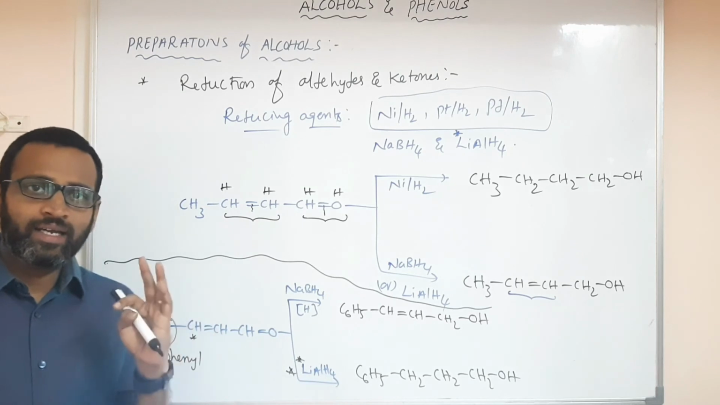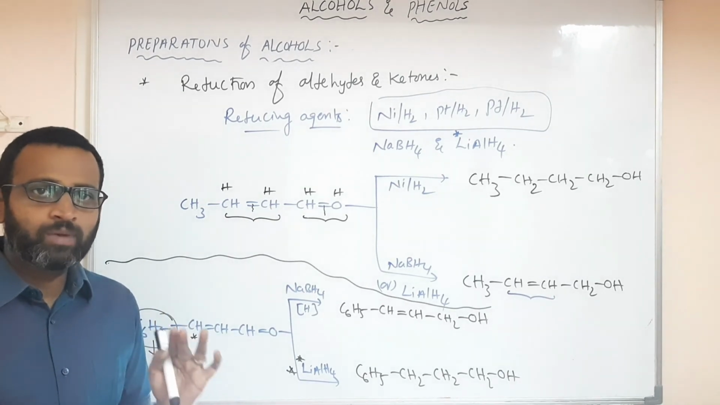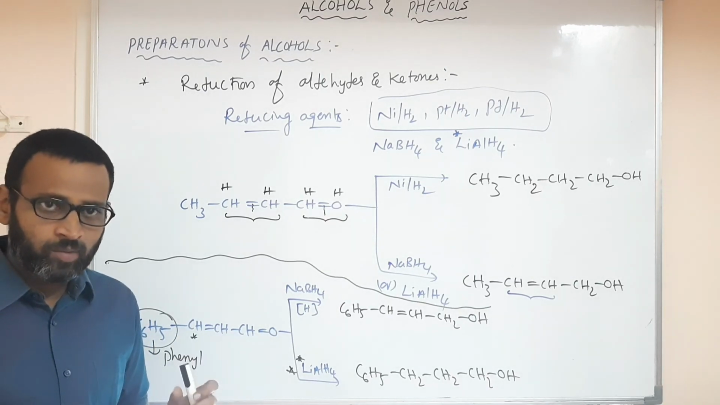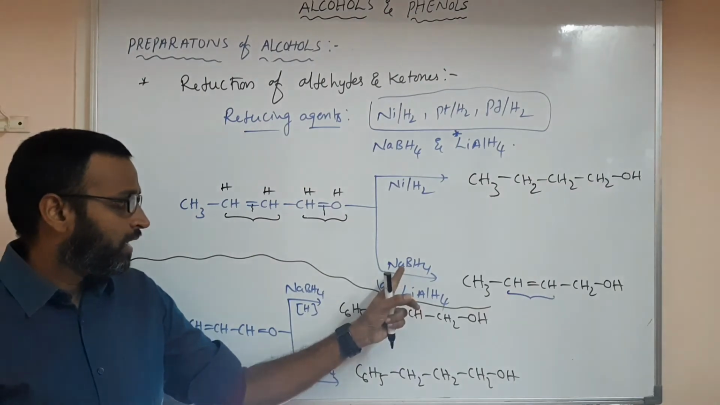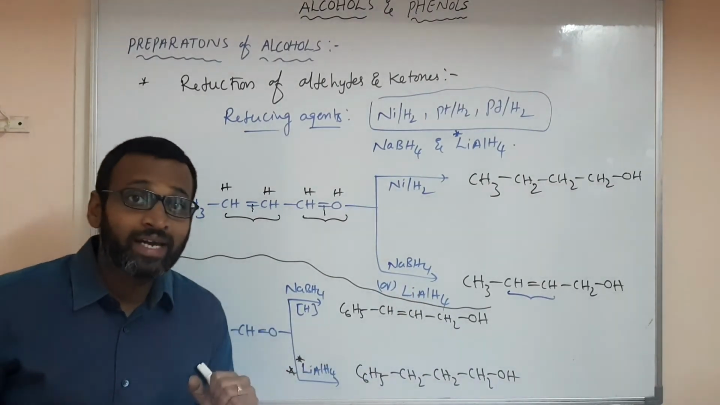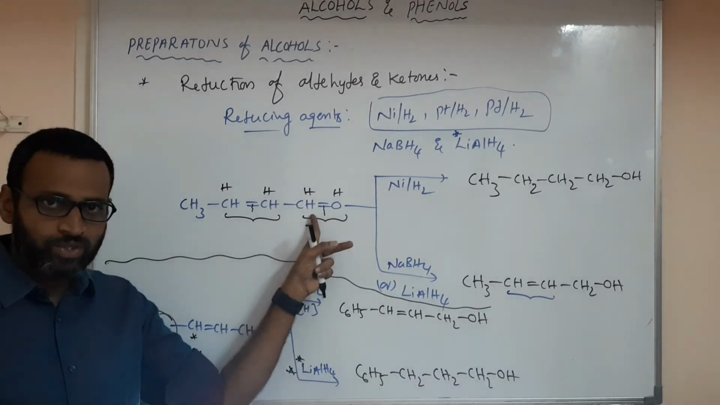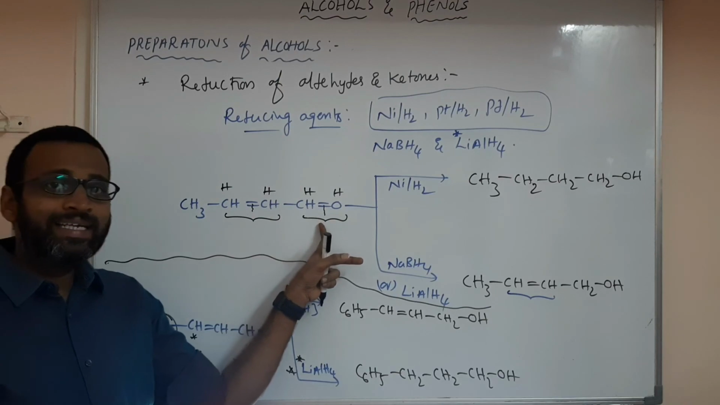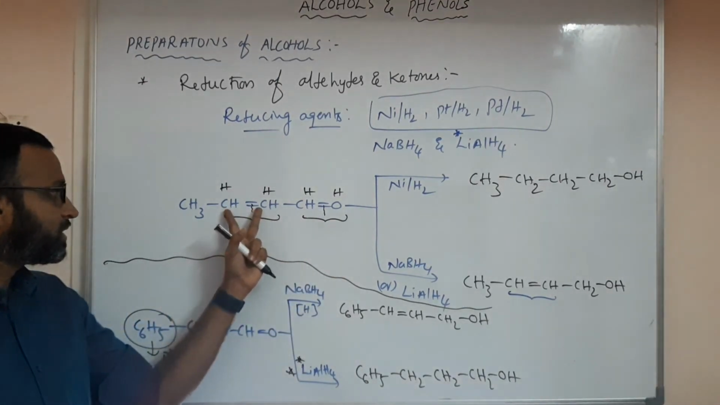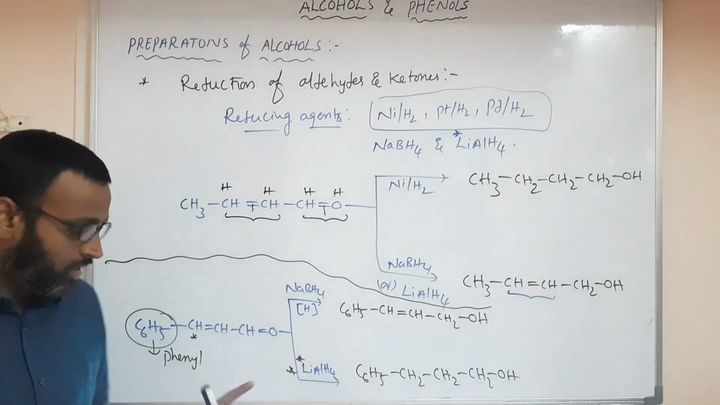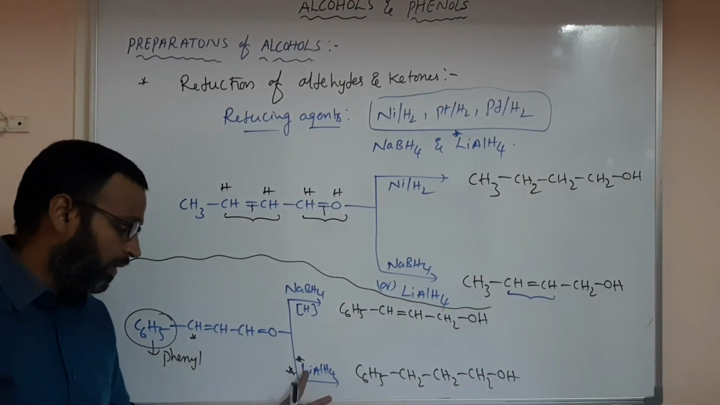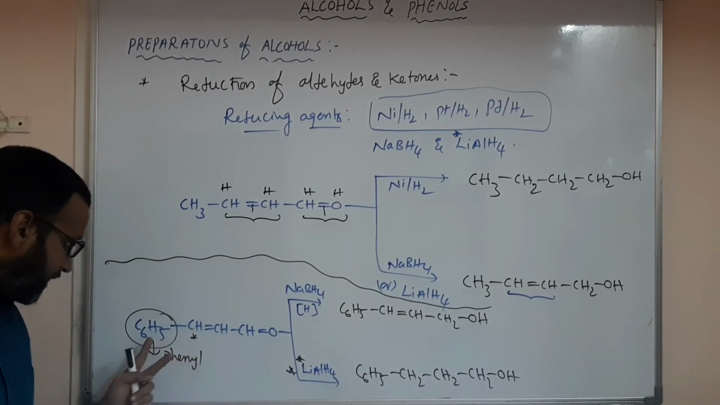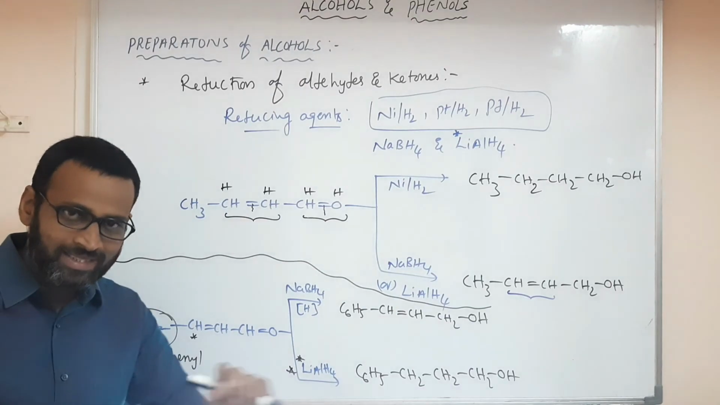So what you have to write here: NaBH4 and LiAlH4 cannot reduce carbon-carbon unsaturation, meaning a carbon-carbon double bond or triple bond cannot be reduced by NaBH4 and LiAlH4. But when there is functional group unsaturation, NaBH4 and LiAlH4 will reduce only the functional groups but not the CC double bond. However, a CC double bond can be reduced by LiAlH4 when the carbon-carbon unsaturation is attached to a phenyl ring. Please write this down clearly.